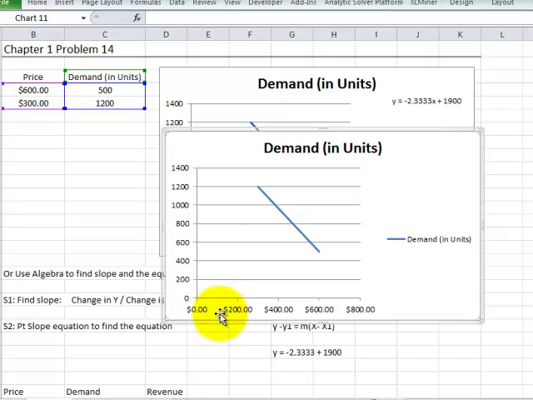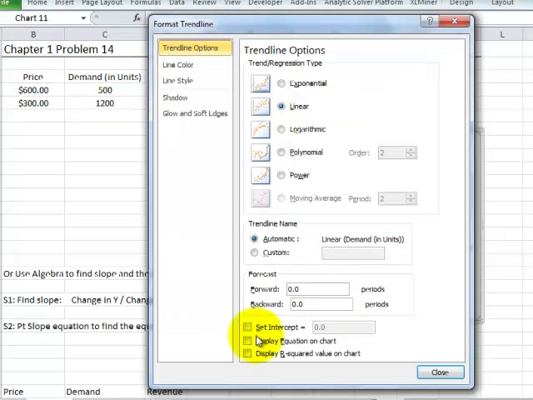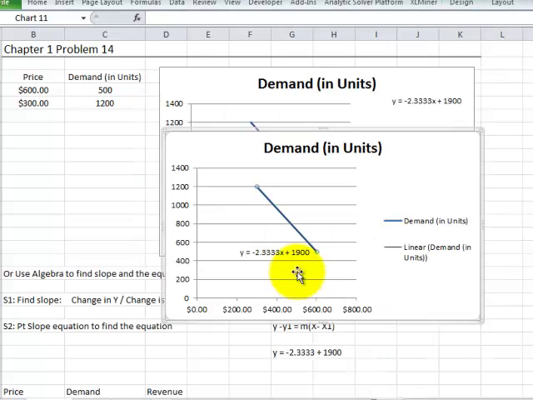Here's our demand at these prices. And you can see at the $300 price, we have demand of 1,200 units. And at the $600 price, we have demand of about 500 units. Now, there's a way in Excel: if I right click on this line and say add a trend line, a linear, and give me an equation, what Excel will automatically do is give us an equation, which is y equals negative 2.333 times x, which is the price, plus 1,900. So that's one way within Excel to do it.